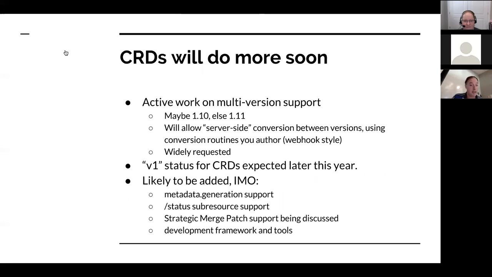Hopefully for 1.10, and if not then I really believe it'll be done by 1.11, it'll have server-side support for multi-versioning, which means instead of having a conversion routine compiled into an API server, you'll have a conversion routine that's compiled into a much simpler webhook, and the main API server will just call out to you and say, hey, can you convert foo v1beta1 to foo v1 for me? And your webhook will reply.